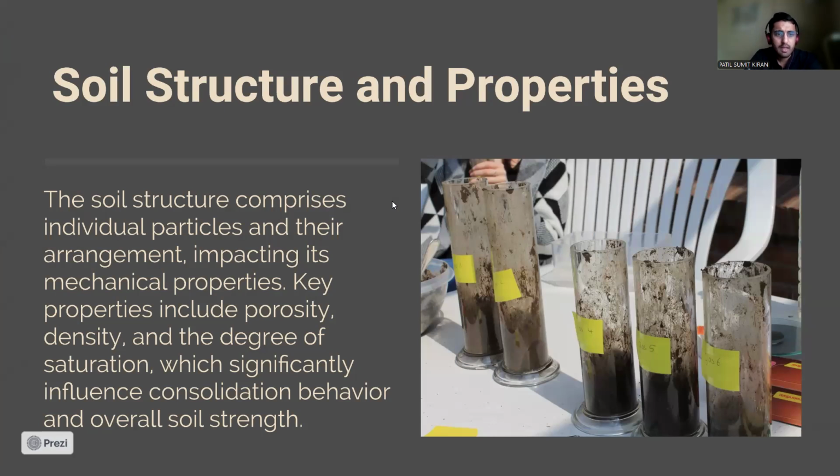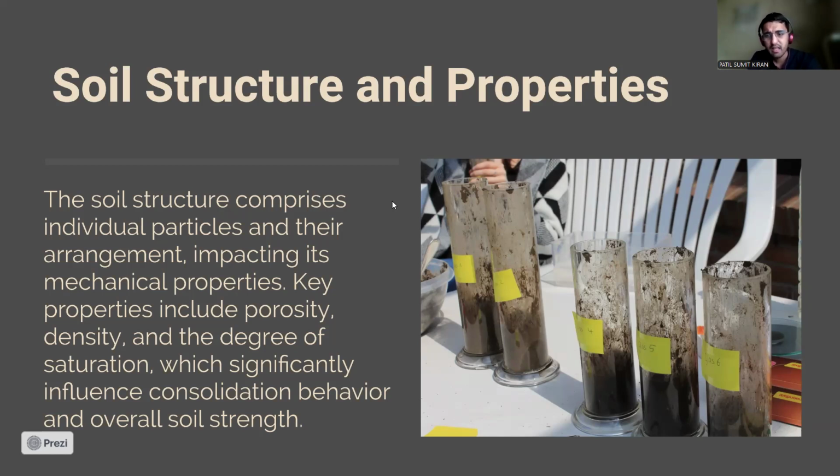Next is the soil structure and properties. The soil structure comprises the individual particles and their arrangement, impacting its mechanical properties. Key properties include porosity, density, and degree of saturation, which significantly influence the consolidation behavior and overall soil strength. One more thing we can consider is permeability. Consolidation depends directly on the factor of time. Whenever a load is applied, if the permeability of the soil is high, there are large pores and water can easily pass through the soil, so we can drain out water as much as possible.